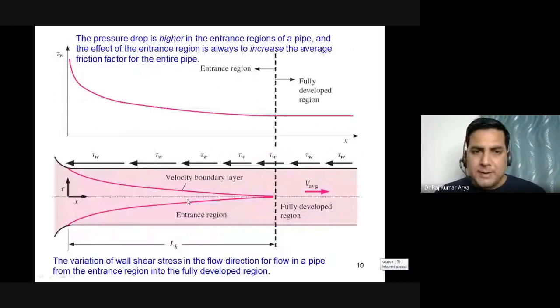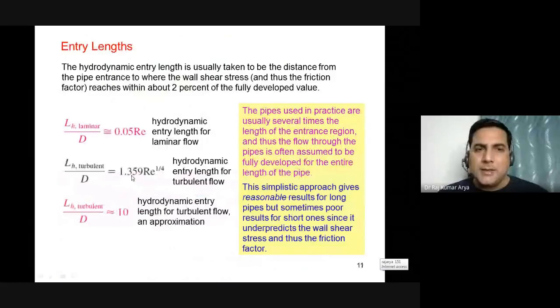Now this is what the shear stress would act on. Shear stress would always act in the opposite direction of the flow, because it will try to oppose the motion, right? So this is the part we can calculate. This is asked in most of the competitive exams. How much should it be? There are correlations for this.